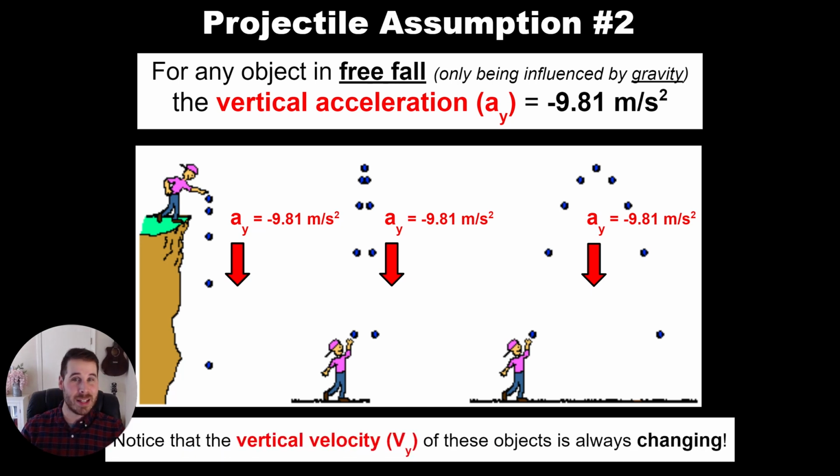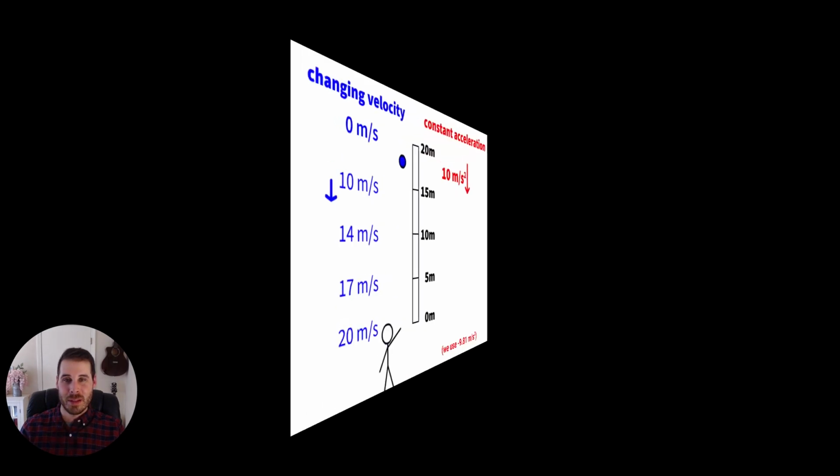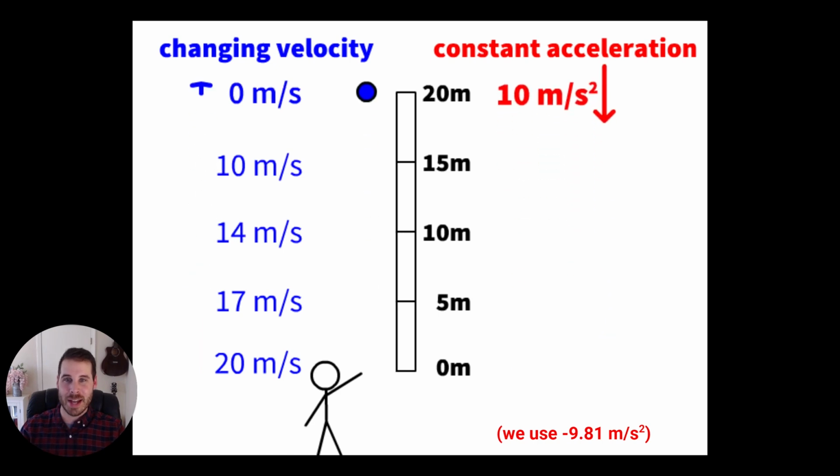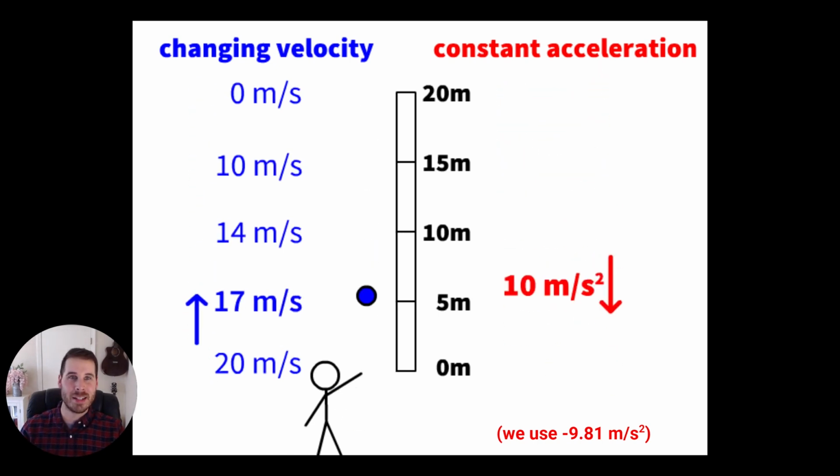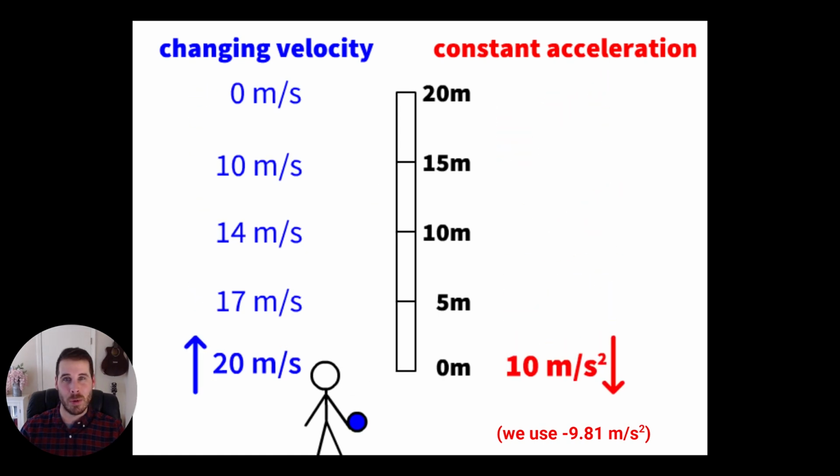Notice that the vertical velocity of these objects is going to change. The velocity will be constantly changing from 0 to some other number, and then maybe back to 0. It depends on what's going on. But the acceleration is staying the same. So here's not a new assumption, but this is actually showing what the last assumption was just saying, that there will always be a constant acceleration downward of negative 9.81.